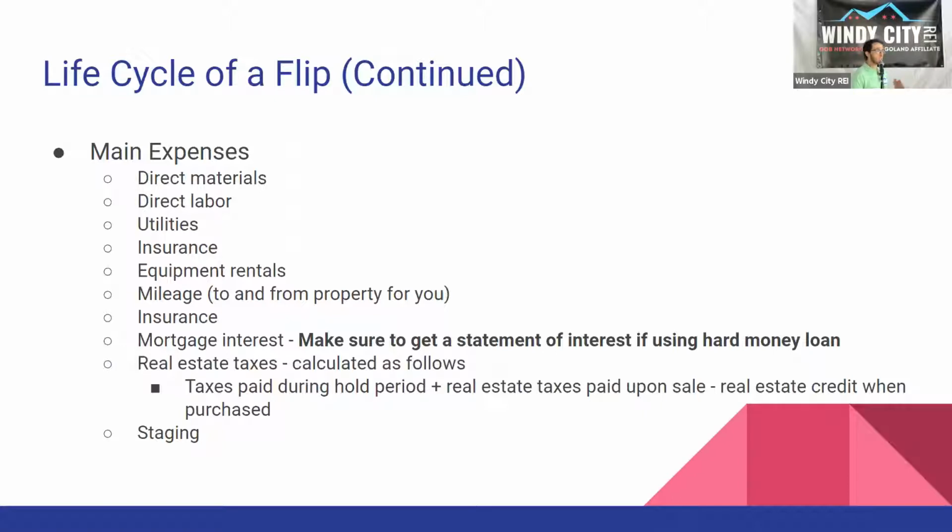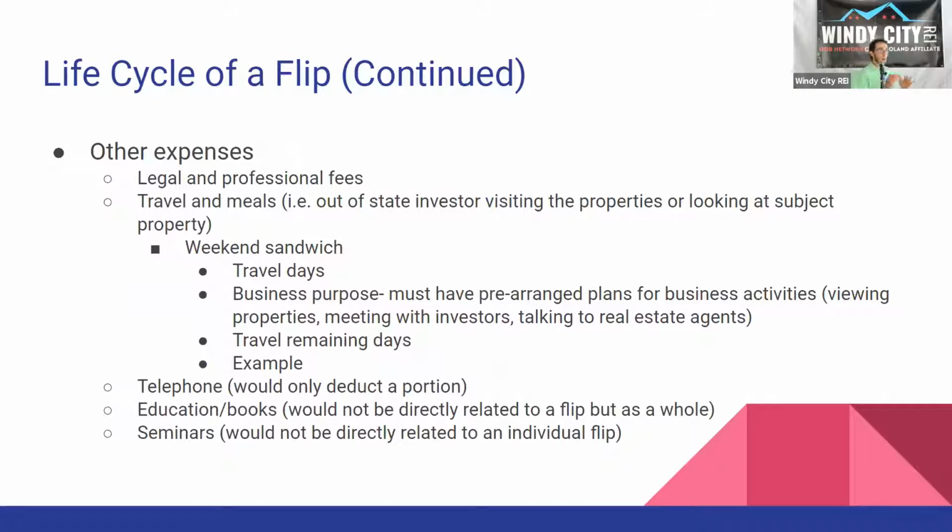And then real estate taxes, we talked about a little bit. They're calculated as follows. Basically, the taxes paid during the hold period. So if you bought it in May and you held through September and you incurred some expenses there, that would be deductible. And then you would add the real estate taxes that you're paying as a closing credit to the buyer upon sale. And then you'd subtract out the real estate credit when you purchased it, basically. And then any staging expenses. I know making it look nice and all that is important for flippers as well. So definitely important.